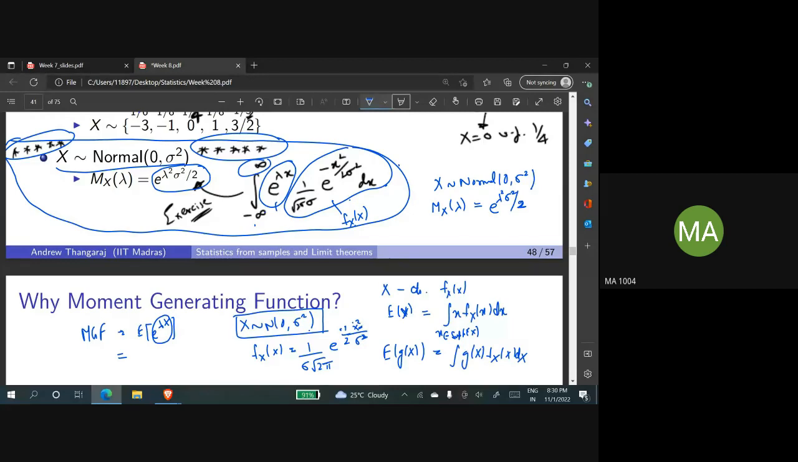Yeah, so I was saying, whenever you go through this lecture, I will suggest you try this exercise. Just integrate this e to the power lambda x times 1 over sigma root 2 pi term with respect to the variable x, and you will get this term, e to the power lambda square sigma square by 2.